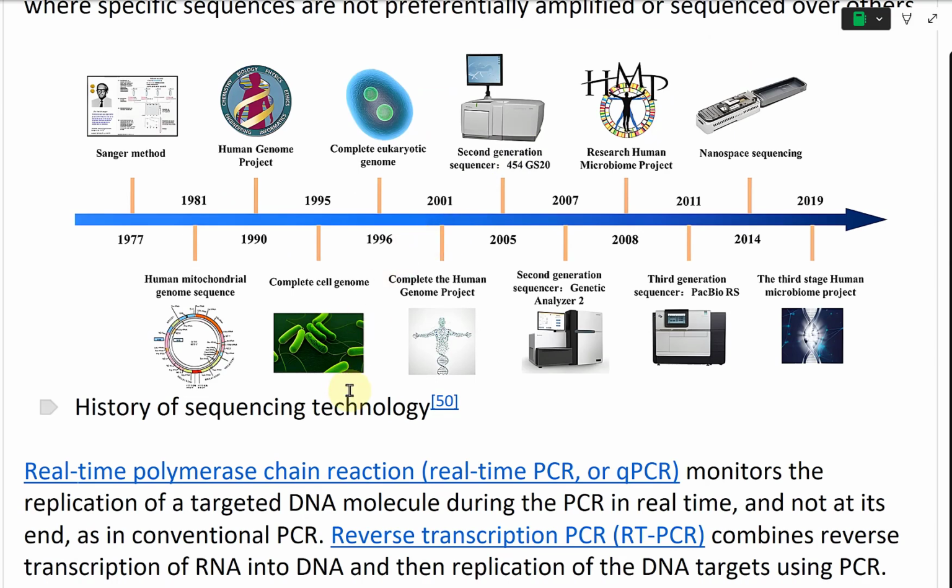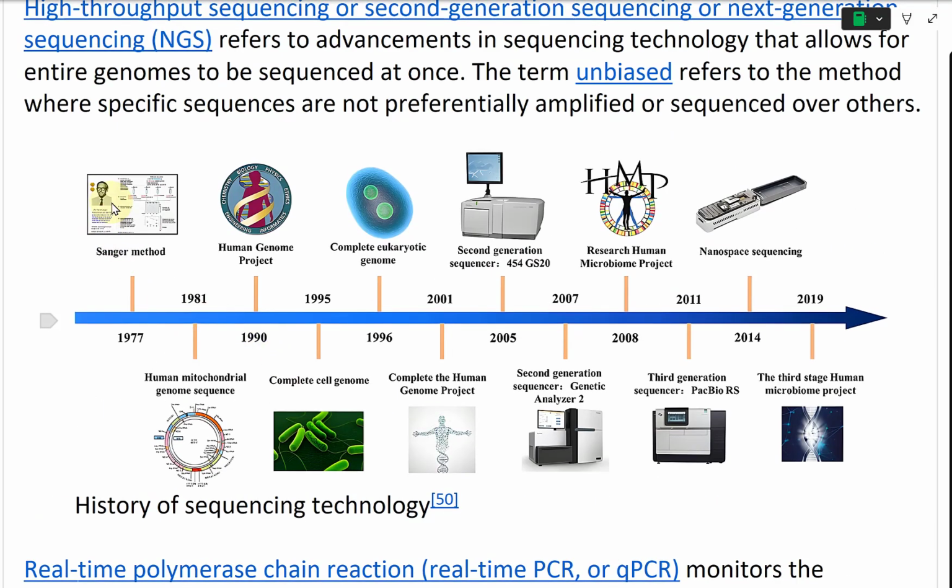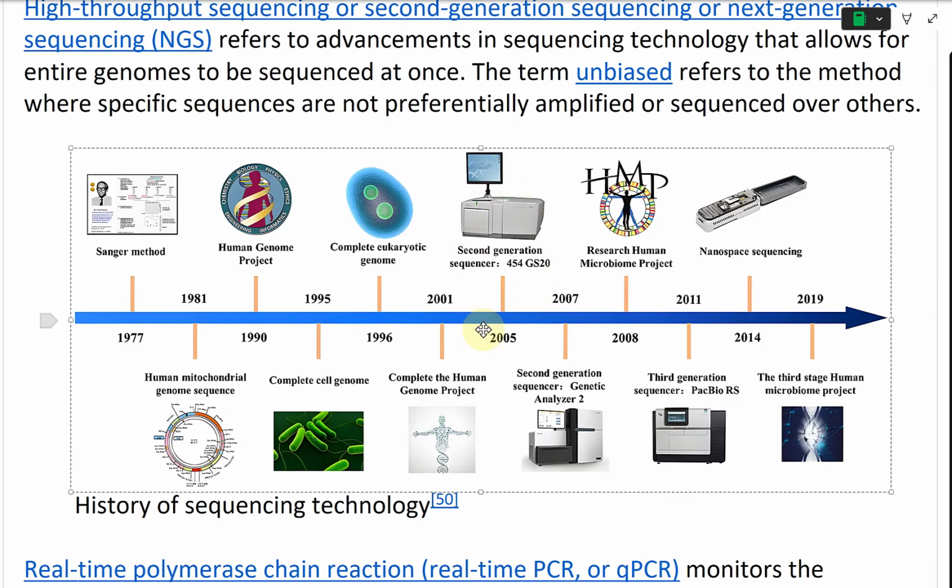And here's just the history of sequencing technology. There's the Sanger method, human mitochondrial genome sequence, 1981. Human Genome Project, 1990. Then 1985, complete cell genome. Then 1986, complete eukaryotic genome. I think that's multicellular genomes. And then 2001, complete the Human Genome Project. And then second generation sequencer right here, 2005, genetic analyzer 2. So these ones do basically in bulk.